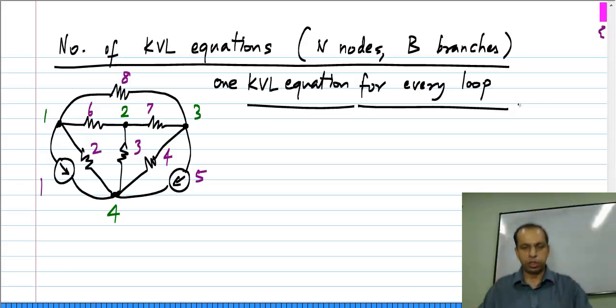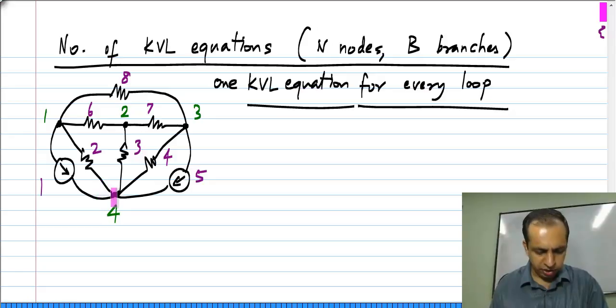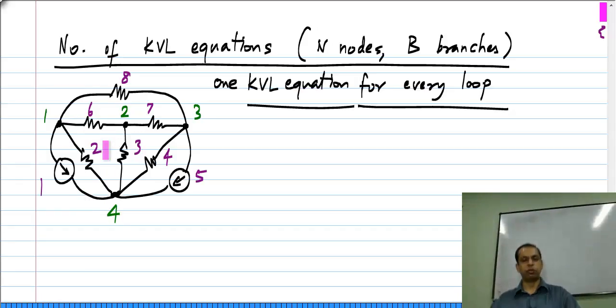By independent loops, I mean, for instance, branches 1 and 2 form a loop, branches 1, 6, 3 form a loop, branches 2, 6, 3 also form a loop. There are 3 loops, but it turns out there are only 2 independent loops. So, we can take either this loop and that loop or any 2 of them. Only 2 of them will be independent. So, how do we form independent loops?